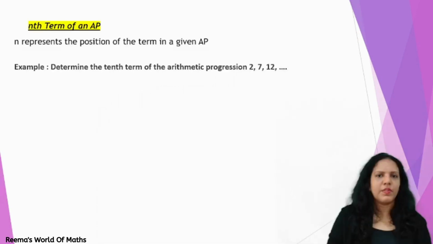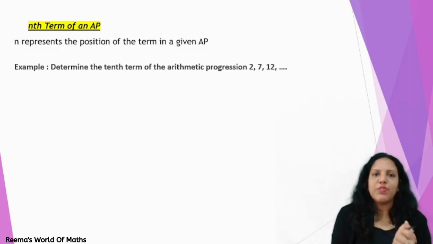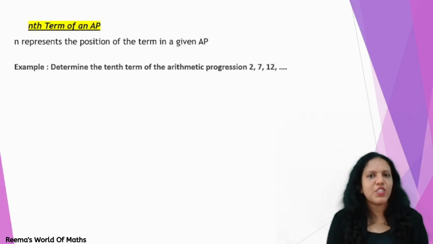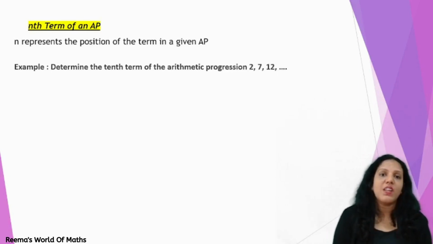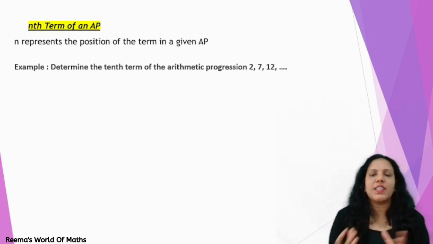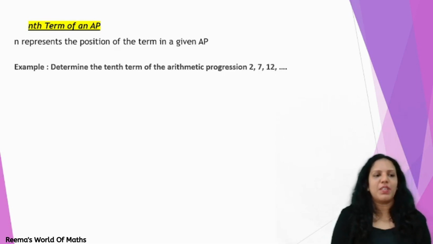So let's start. Now let's see the nth term of an AP. In the previous video, we have seen what is an arithmetic progression. An arithmetic progression is a list of numbers where the common difference between two consecutive numbers is always constant. The succeeding number is formed by adding a fixed number to the preceding number.